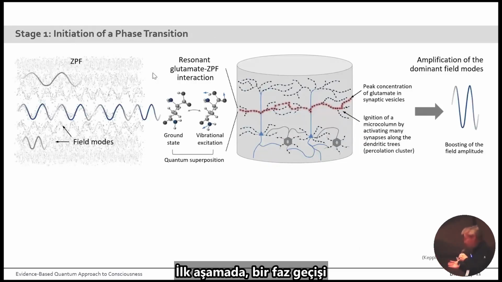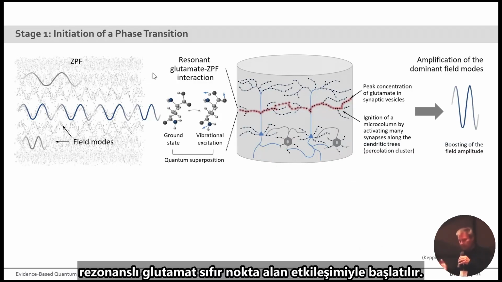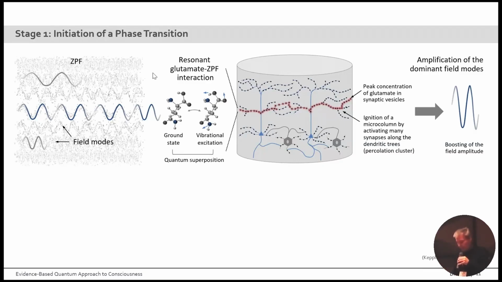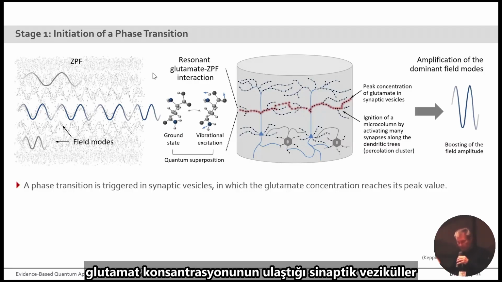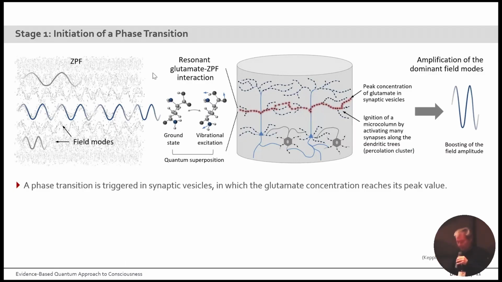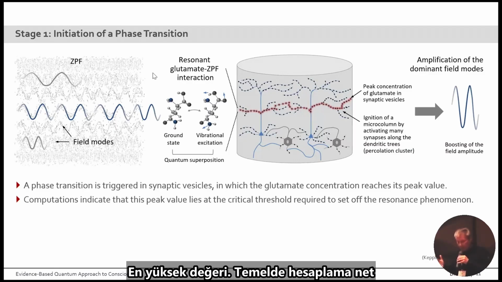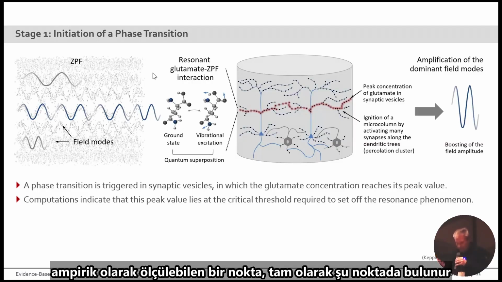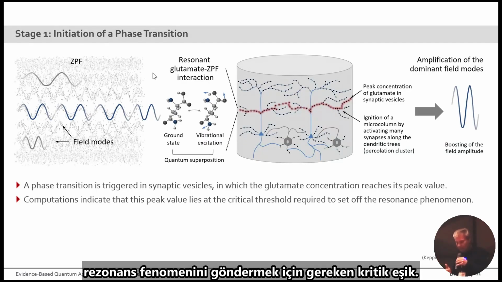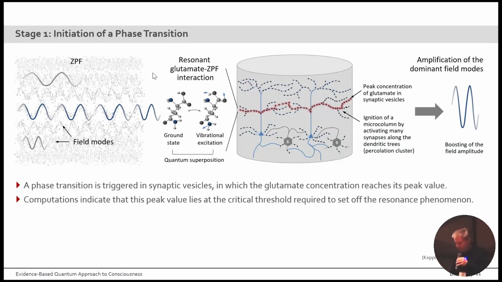In the first stage, a phase transition is initiated by resonant glutamate zero-point field interaction. And this interaction is actually triggered in the synaptic vesicles in which the glutamate concentration reaches its peak value. Basically, the computations clearly indicate that this peak value, which can be empirically measured, lies exactly at the critical threshold required to set off the resonance phenomenon.